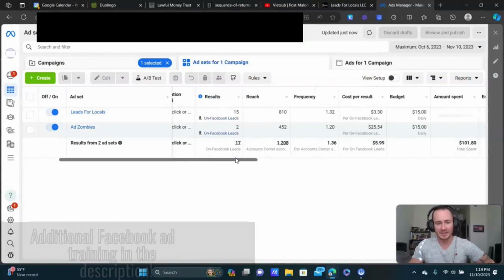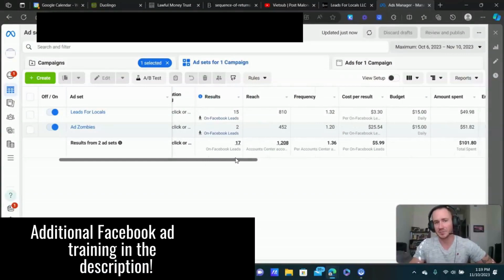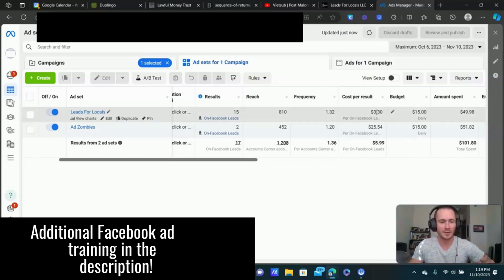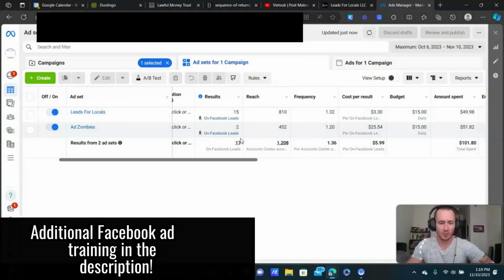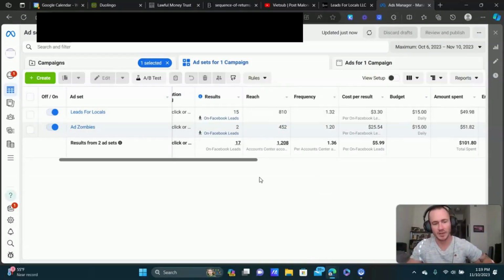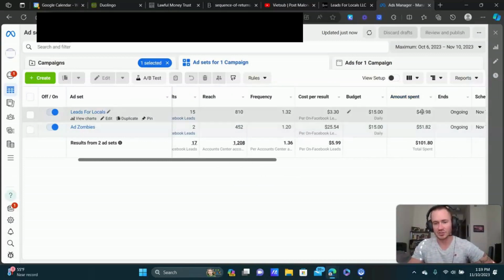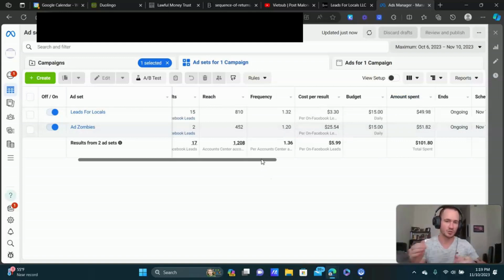So right off the bat, I could tell which ad set is better, right? Obviously, because we've got one that's generating leads at $3.30 a pop. Those are my campaigns here. You can see Leads for Locals. And then the other one is a different company that he wanted to test, and it's at $25.54 per lead. And you can see that we spent just about the same amount of money on each ad set. So we're split testing two different setups to see which one would do best.